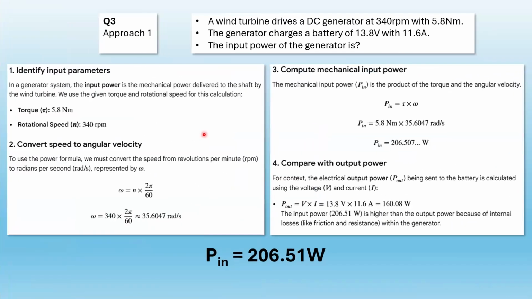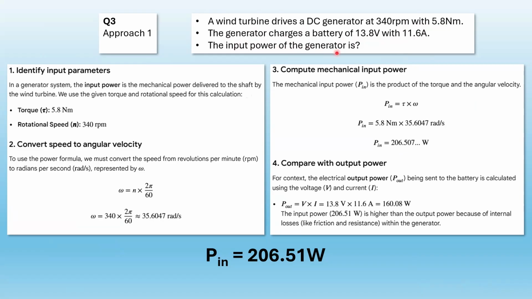Now, here's an interesting problem. That's one of those things that we had in the first class. I've got 2 approaches, approach 1 and approach 2. A wind turbine drives a DC generator at 340 RPMs, rotations per minute, with a torque of 5.8 Newton meters. The generator charges a battery of 13.8 volts with 11.6 amps. What is the input power of the generator?